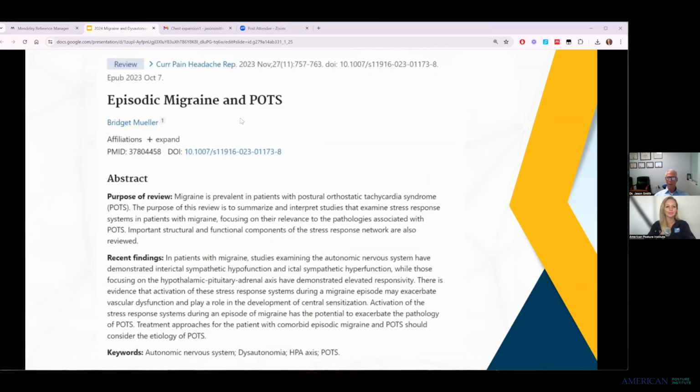There's another paper, episodic migraine in POTS. So I don't want to make it seem like it's only POTS, that only dysautonomia is relevant, but a lot of times there's hypothalamic pituitary adrenal axis dysfunctions. They're either too responsive or sometimes they're too little responsive, and it basically just exacerbates the symptoms of POTS.